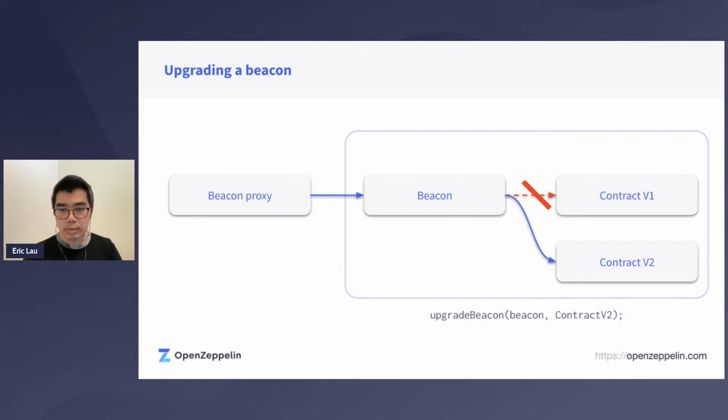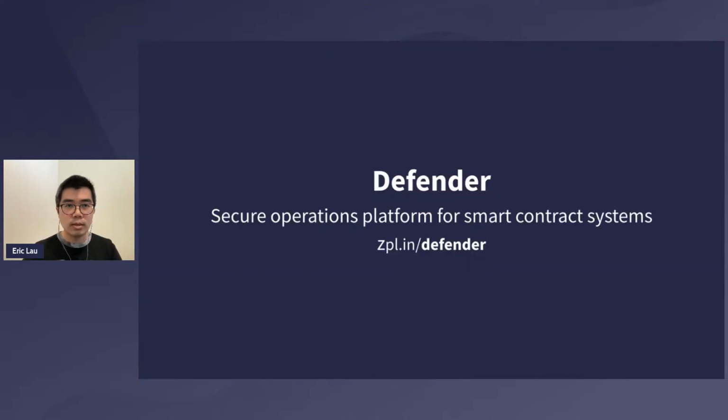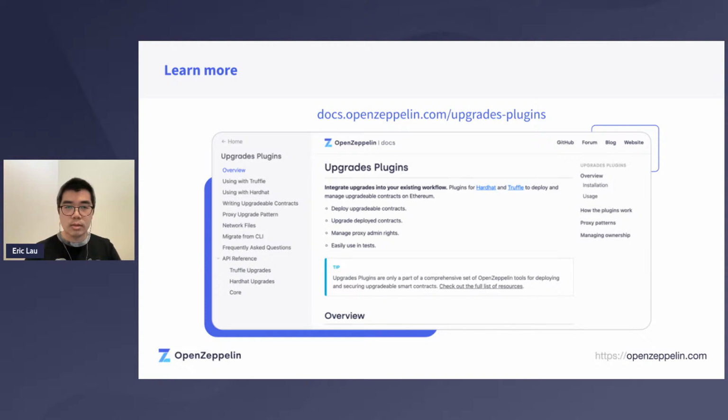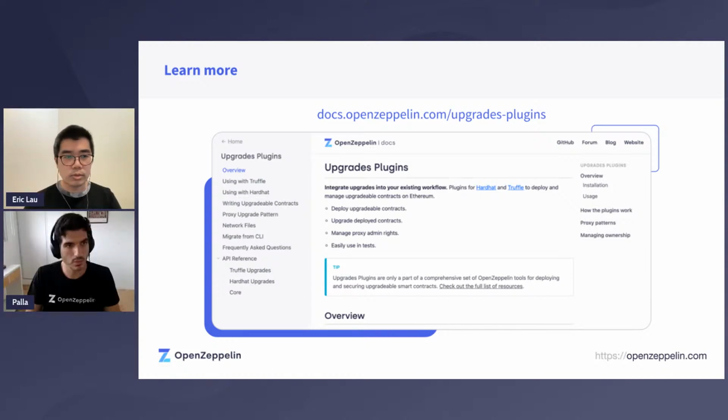implementation contract. Right, so that's an overview of what's available in the upgrades plugins and an overview of Beacon support. If you want to learn more, you can check out the documentation and find some examples there. Now we'll pass it over to Santiago to talk about Defender.